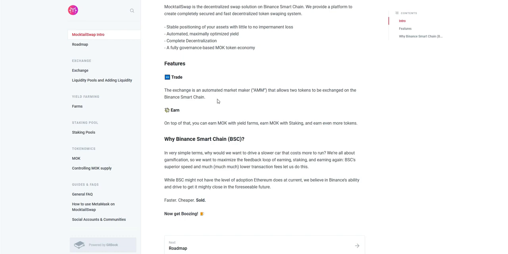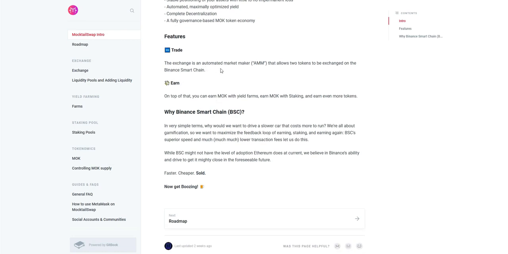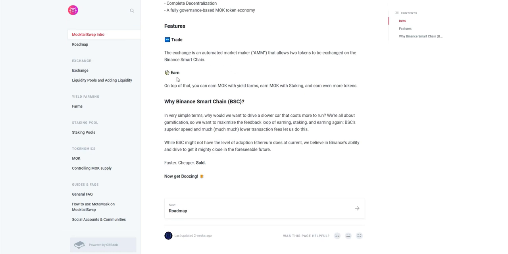First is trade. The exchange is an automated market maker that allows two tokens to be exchanged on the Binance Smart Chain. Second is earn. On top of that, you can earn Mocktail tokens with yield farms. Earn MOK with staking and earn even more tokens.